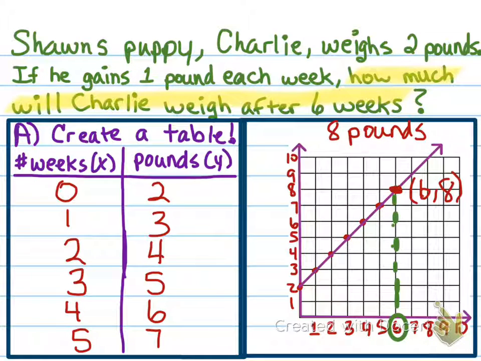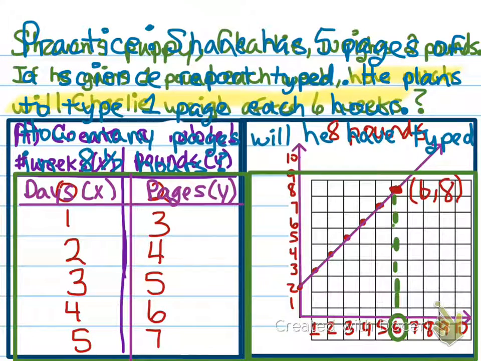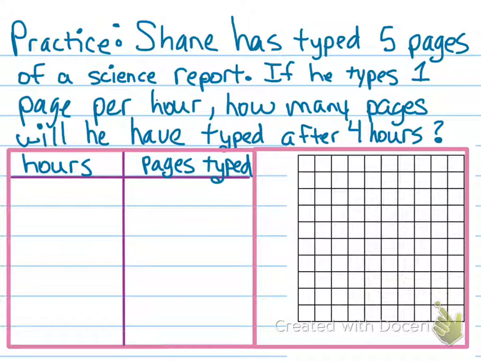All right, let's move on to another situation. All right, so here is our practice problem. Shane has typed 5 pages of a science report. If he types 1 page per hour, how many pages will he have typed after 4 hours?